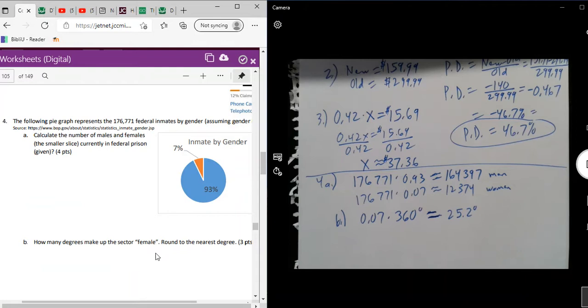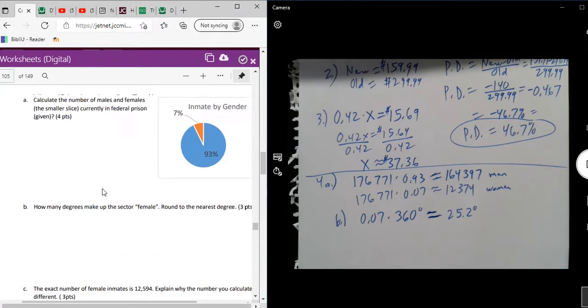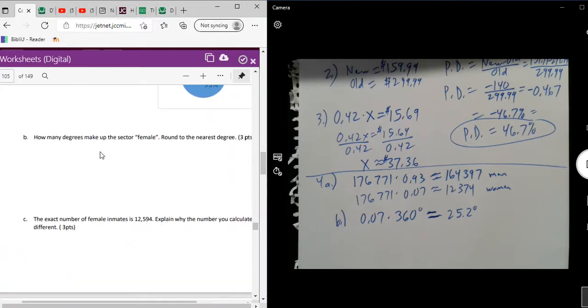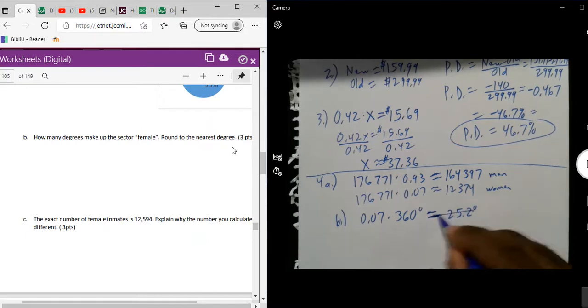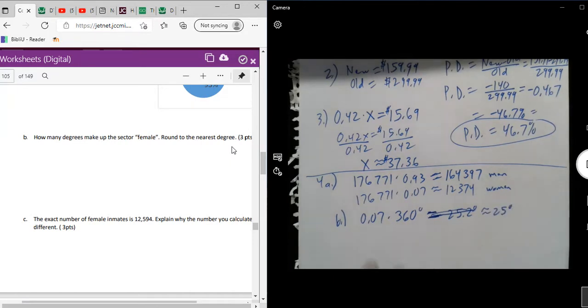All right, now, they didn't tell us to round to the nearest whole number or nearest degree. It says how many degrees make up the sector. Wait a minute, calculate. Okay, we did that. Oh, you know what? Actually, B did tell us to round to the nearest degree. So we would do the approximation symbol, and it'd be 25 degrees if we round to the nearest degree. Okay, C.